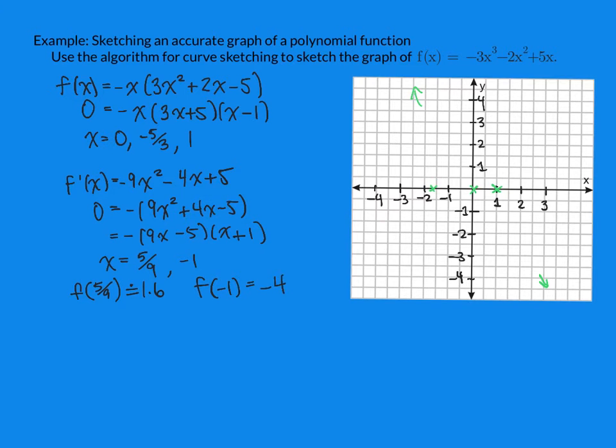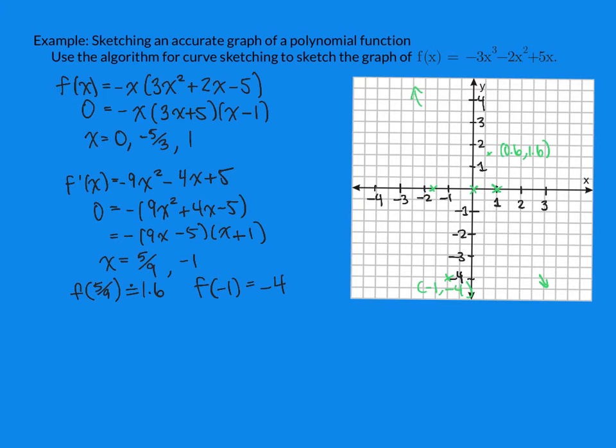And this one gives us -4. So that gives me 2 more points that I can plot. 5/9 is approximately 0.6. So at 0.6 and 1.6, we know we're going to get a local max. And at -1, -4, we're going to get a local minimum.